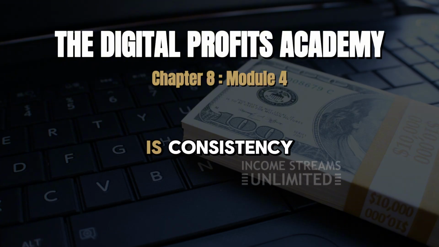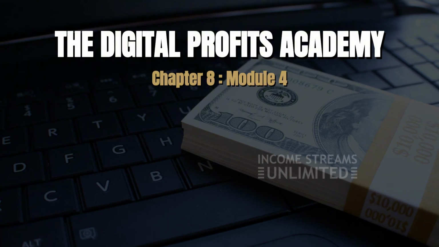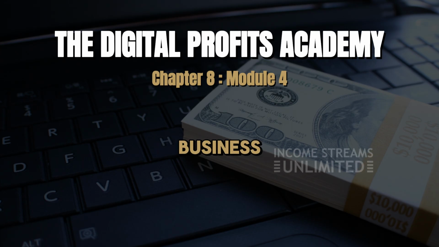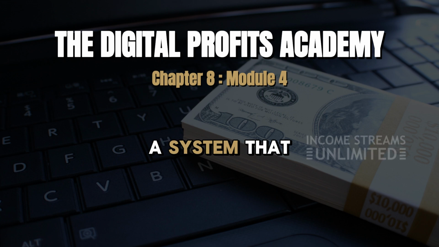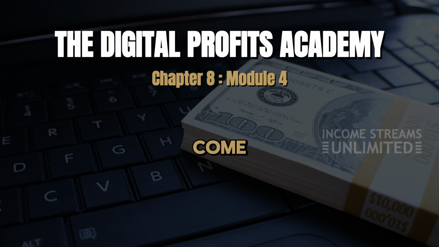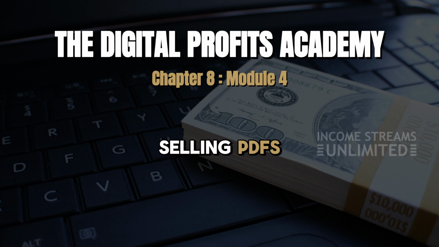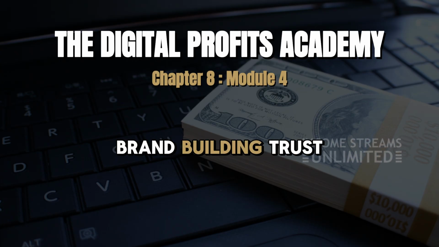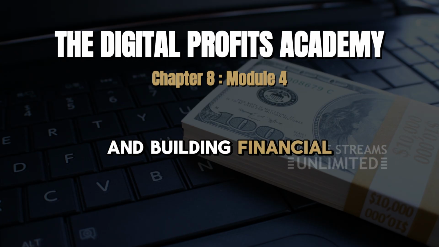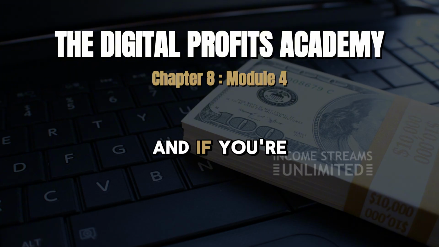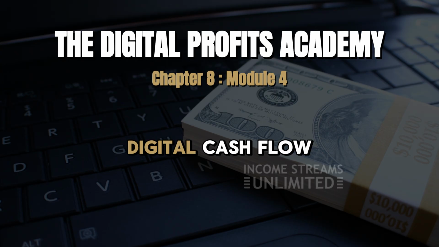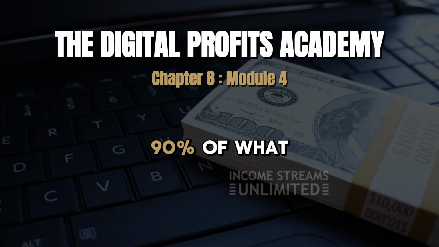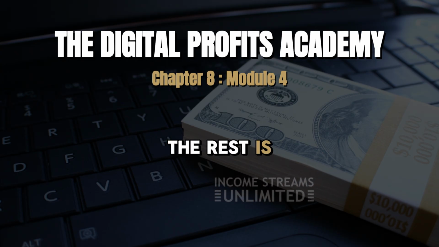And the key is consistency. If you show up for your business, even for just 30 to 60 minutes a day, you can build a system that supports you for years to come. You're not just selling PDFs, you're building a brand, building trust, and building financial freedom on your terms. And if you're using the done-for-you WordPress website and the Ultimate Digital Cashflow Vault, you already have 90% of what you need. The rest is action.